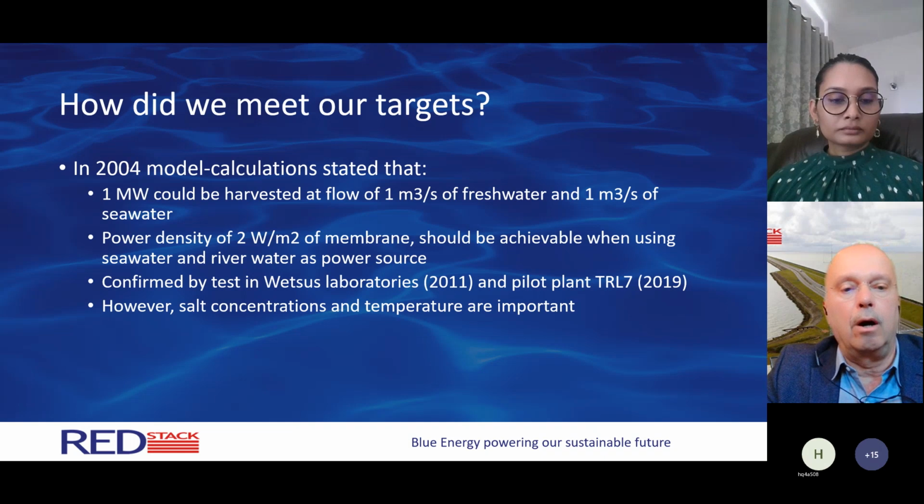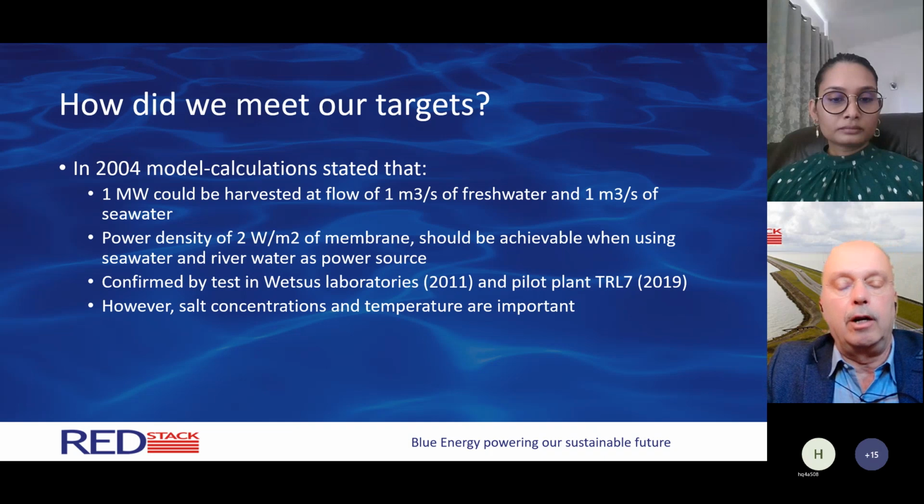The second is how much power we can harvest per square meter of membrane, which is the most costly part of the whole equipment. When we talk about normal river water flowing into nice salty seawater at a nice temperature, we can harvest 2 watts per square meter of membrane. That also means that we have to get cost-effective membranes, and that is one of the things we are working on significantly.